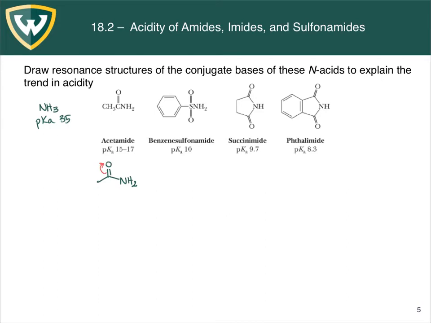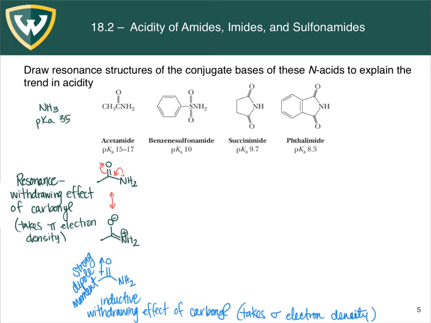So for resonance, we would push our pi bond up, and then, of course, the lone pair here can be donated in. So when we donate these lone pairs in, we're really able to increase the acidity of the hydrogens here on these nitrogens.